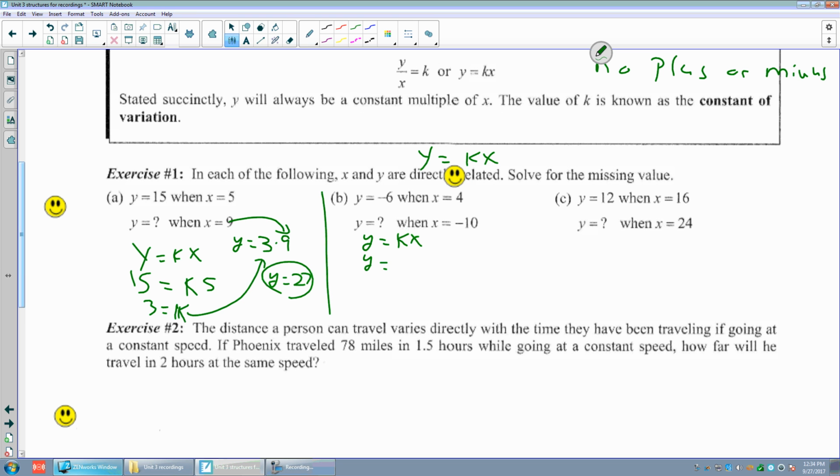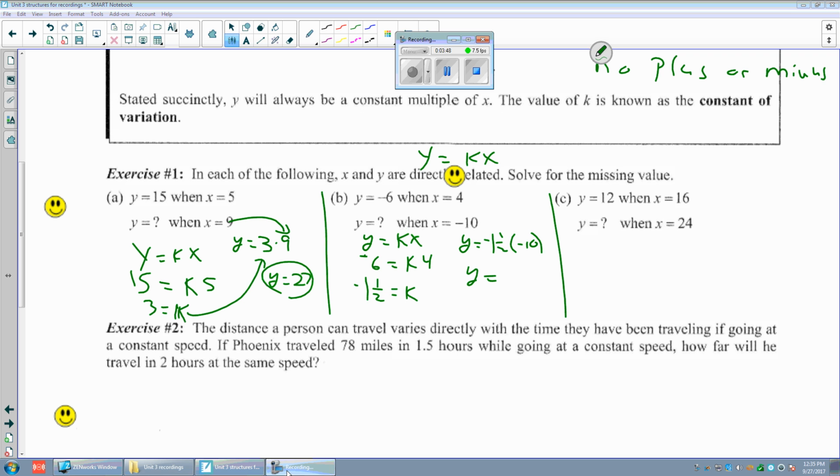Y equals kx. Negative 6 equals k times 4. Divide by 4. Negative 1 and 1/2 equals k. Set up the other one. Y equals negative 1 and 1/2 times negative 10. Y equals positive 15. Where in the world did I get that number? It's still 15.